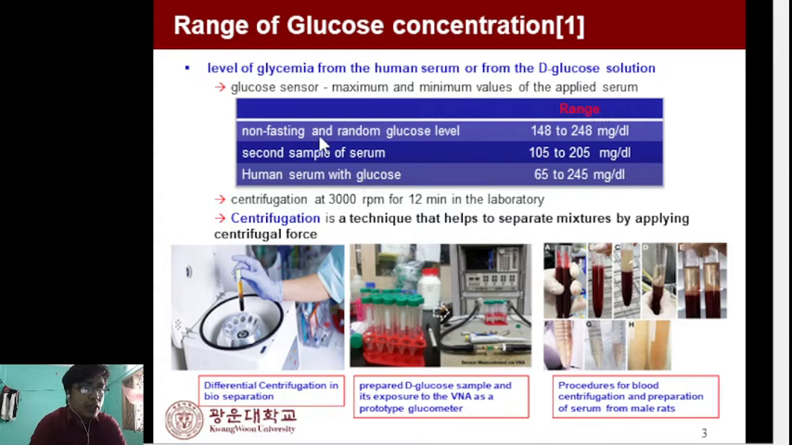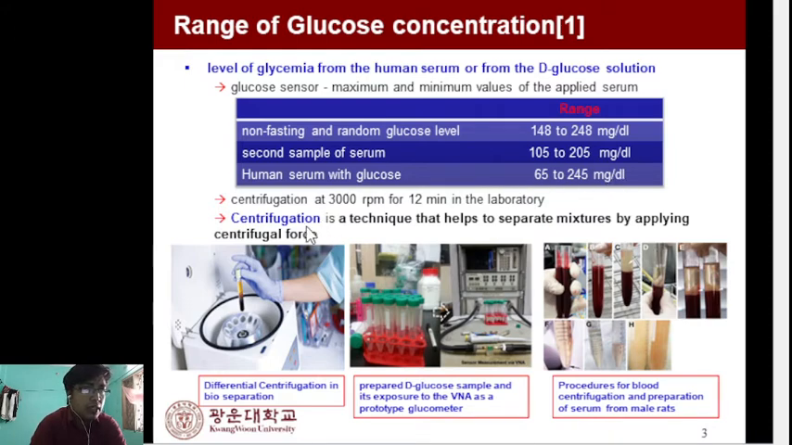In this table we illustrate some ranges of samples. The non-fasting random glucose level is 148 to 248 milligram per dl, the second sample of the serum is 1.5 to 2.5 mg per dl, and the human serum has a glucose of 65 to 245 mg per dl.